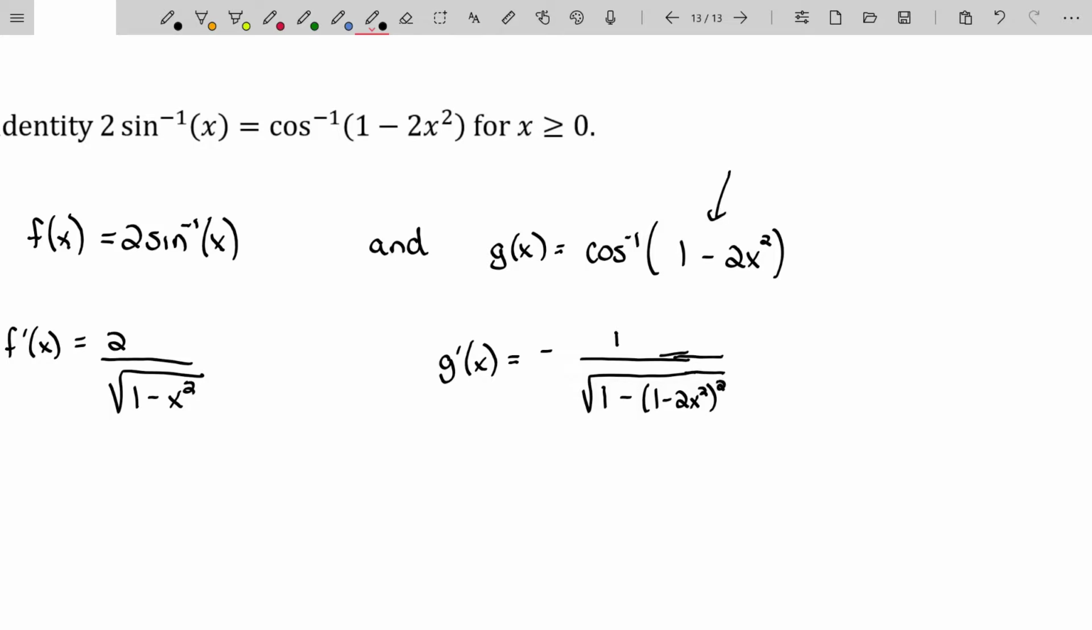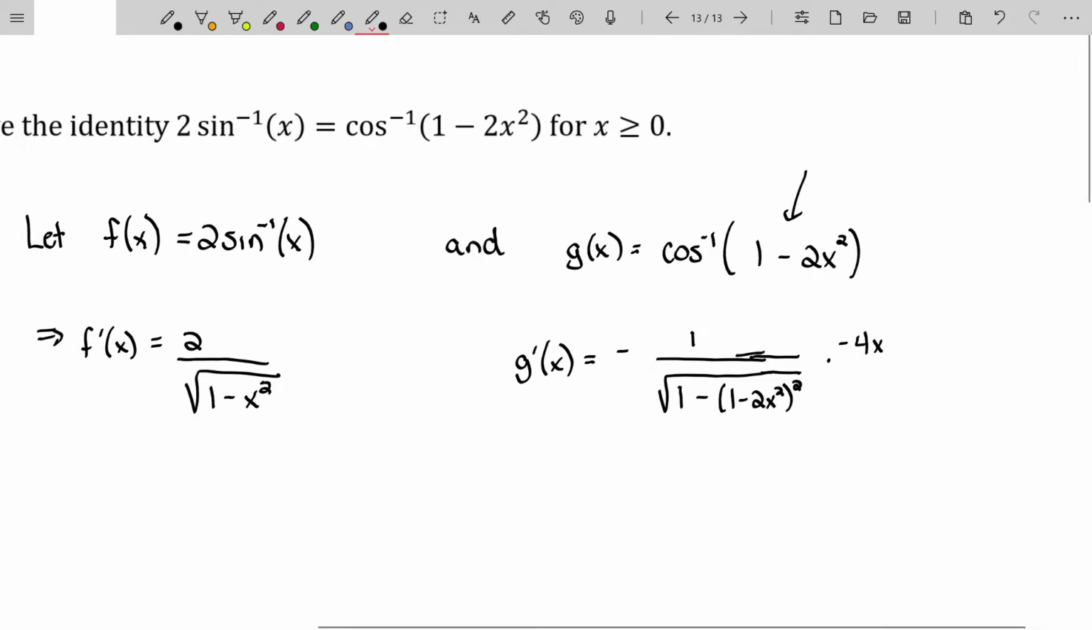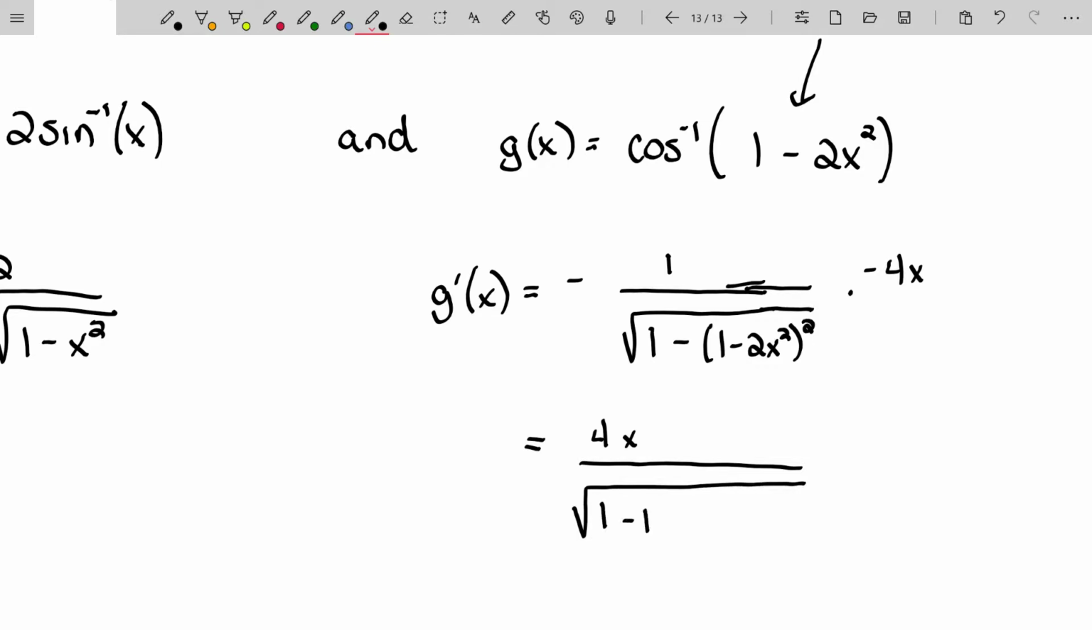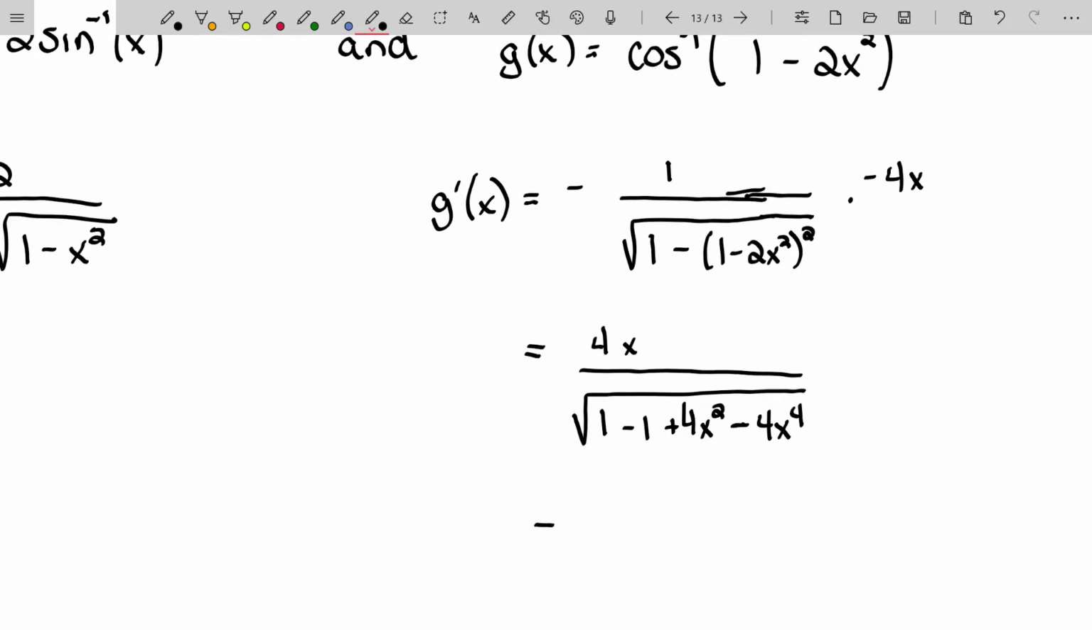And then by the chain rule, we're going to go ahead and take the derivative of the argument of the cosine inverse there. That'll give us a negative 4x. Now, obviously, these do not look the same, at least at first, but we're going to manipulate here. Negative times negative will get me a positive 4x in the numerator. In the denominator here, we'll get a 1 minus 1 plus 4x squared, and then, what is that, a minus 4x to the fourth? Okay. And let's see how this simplifies down. That's a 4x over the square root of 4x squared minus 4x to the fourth.